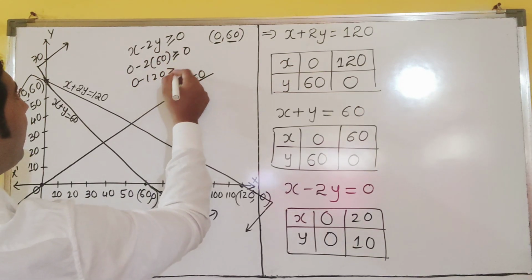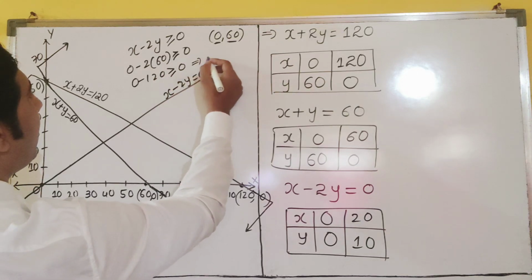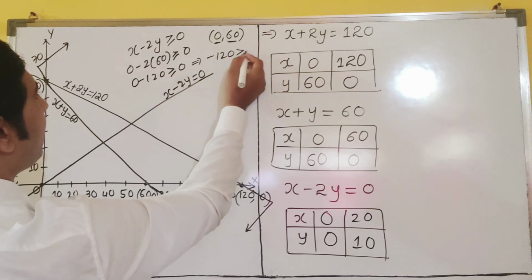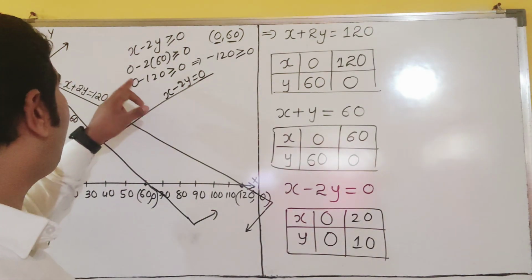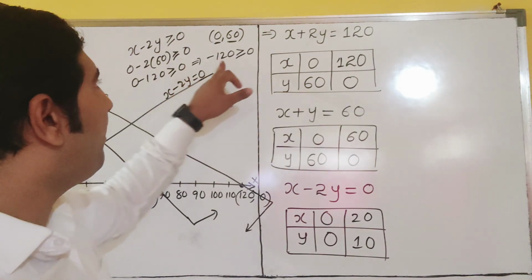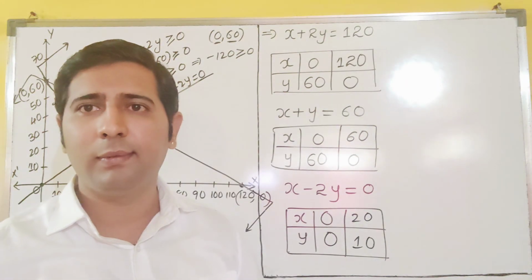Minus 120. And how much will you get this? Minus 0 minus 120 is minus 120. Is minus 120 greater than or equal to 0? Will you agree or not? If I put this, you are getting minus 120 is greater than 0.